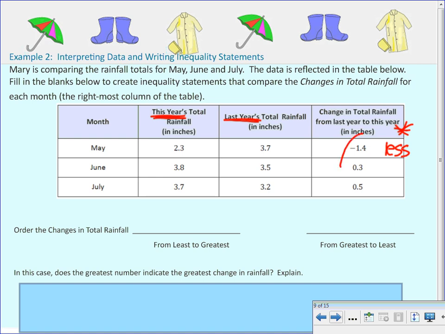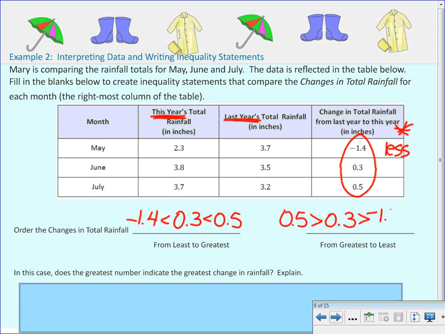So let's order these from least to greatest. Go ahead and do that on your notes. So the smallest number that we have in terms of value is negative 1.4, which is less than 3/10, which is less than 5/10. Now let's order it from greatest to least. 5/10 is the largest number, which is greater than 3/10, which is greater than negative 1.4.